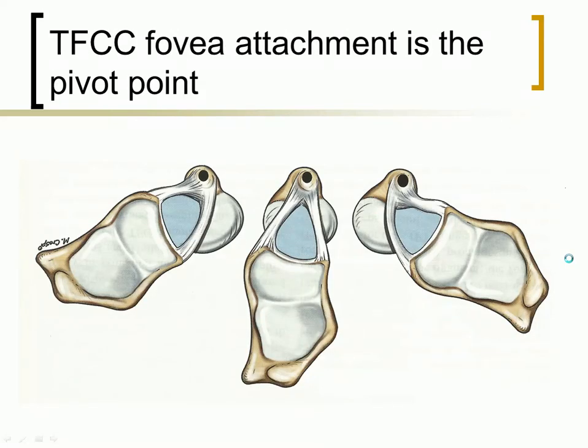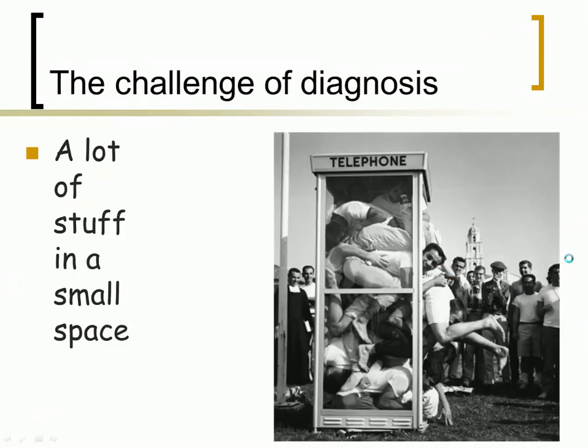The ulnar soft tissue, and specifically the TFCC, with its foveal attachment, serve as the pivot point for forearm and wrist rotation. The ulnar soft tissue is a complex anatomy, and when injured or worn can be a source of pain. The challenge in ulnar wrist pain starts with proper diagnosis. There are two reasons why it can be difficult.